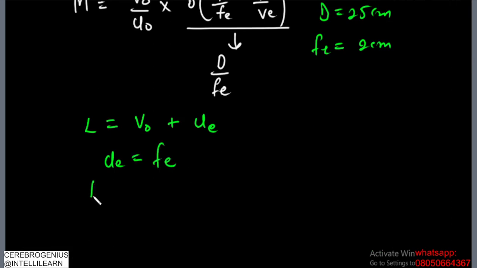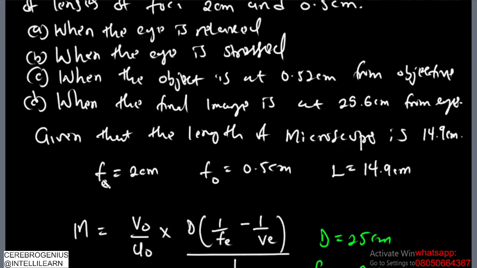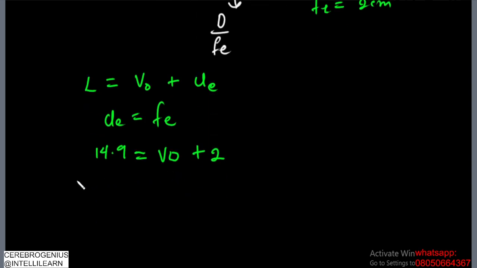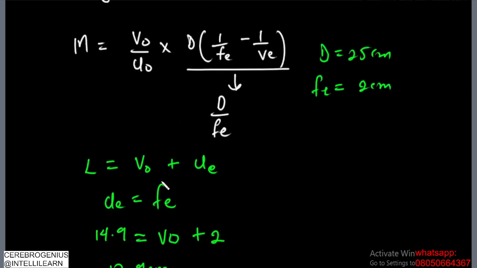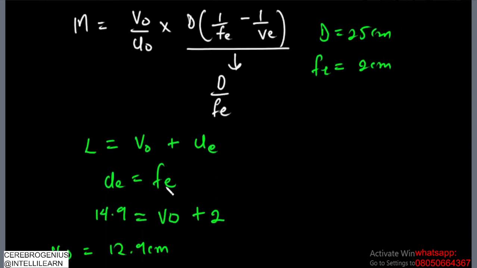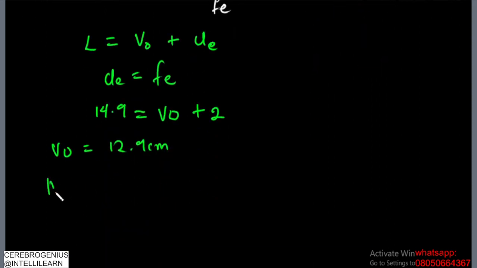So then the length of our microscope, 14.9, is equal to v naught plus ue. Now what's ue? That's fe, that is 2. So we are going to get v naught to be equal to what? 12.9 centimeter. So that means that the image is 12.9 centimeter from the objective. So if it's 12.9 centimeter from the objective, then we can get its magnification.